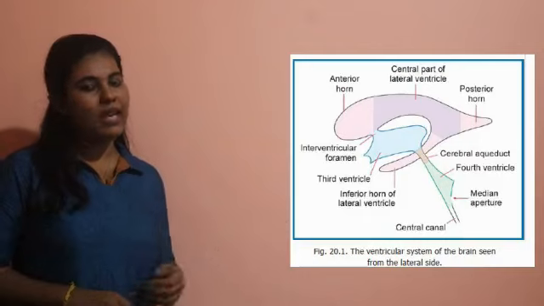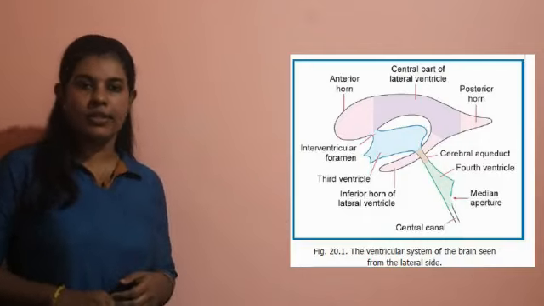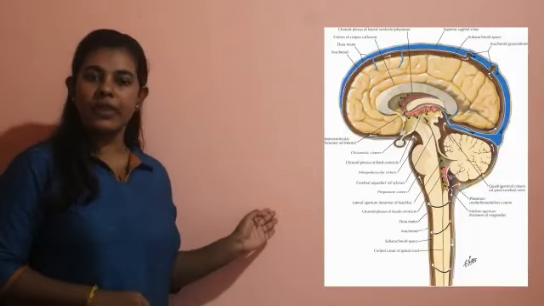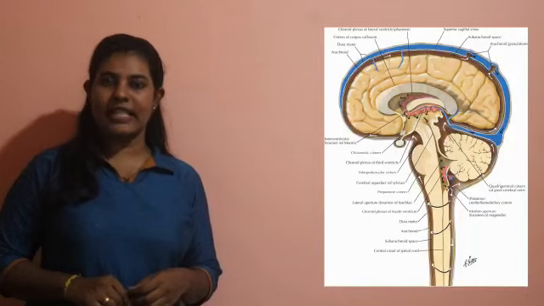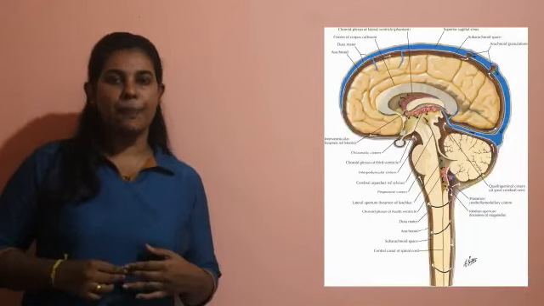They are lined by ependyma, which is neural tissue, and filled with cerebrospinal fluid. This cerebrospinal fluid is secreted by the choroid plexus.